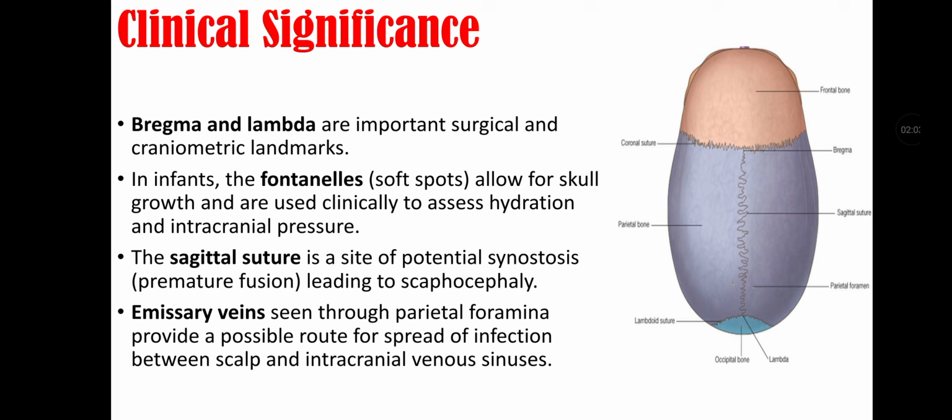Clinical significance of norma verticalis. First, bregma and lambda are important surgical and craniometric landmarks. In infants, the fontanelles, that are soft spots, allow for skull growth and are used clinically to assess hydration and intracranial pressure. The sagittal suture is a site of potential synostosis, that is premature fusion, and it can lead to scaphocephaly. Emissary veins seen through the parietal foramina provide a possible route of infection that is present between the scalp and intracranial venous sinuses.